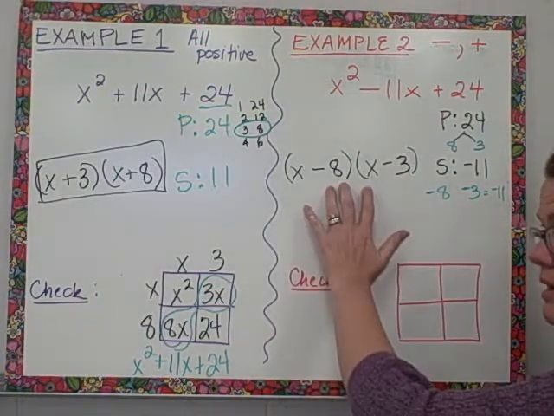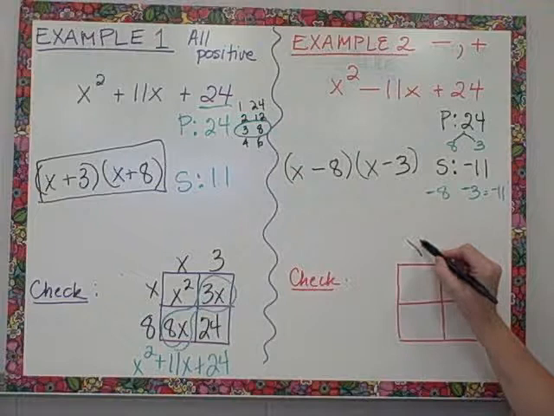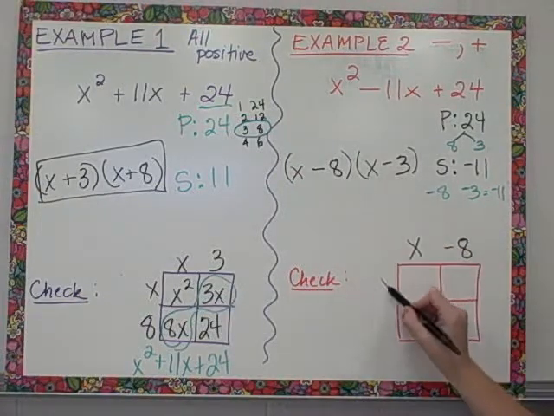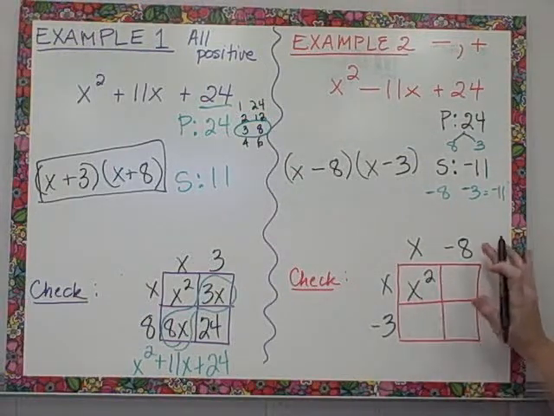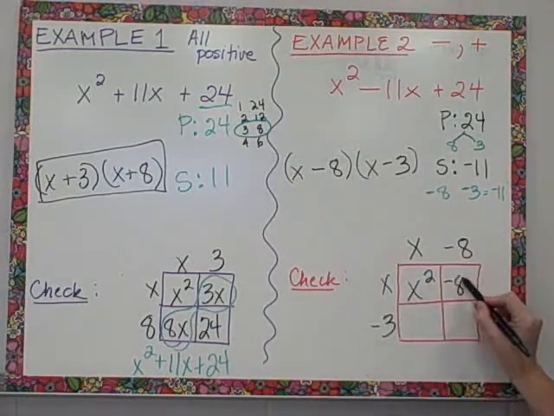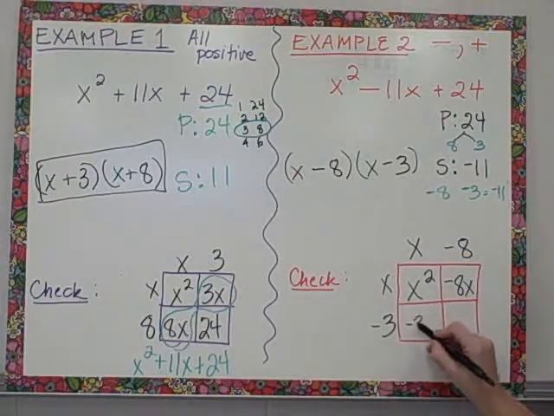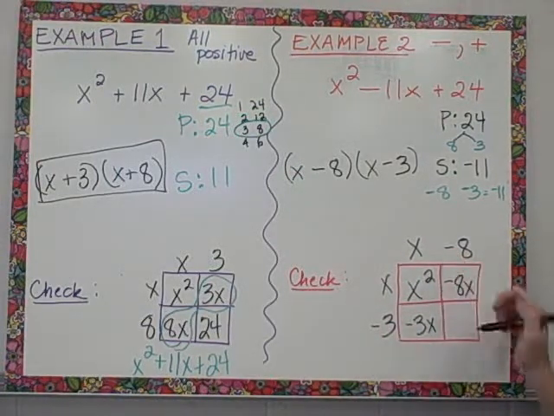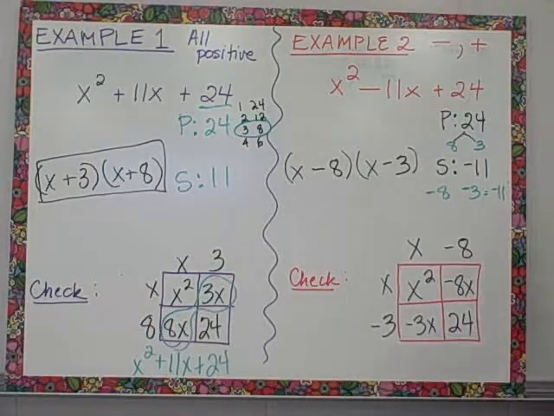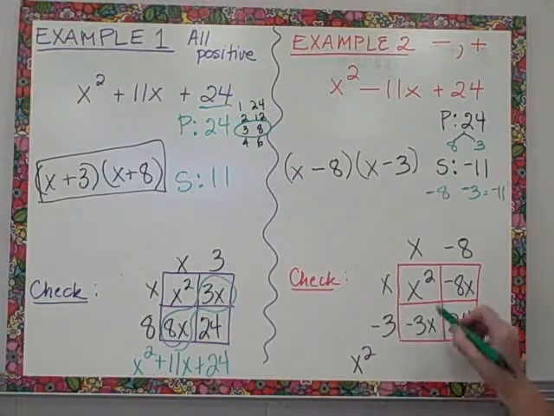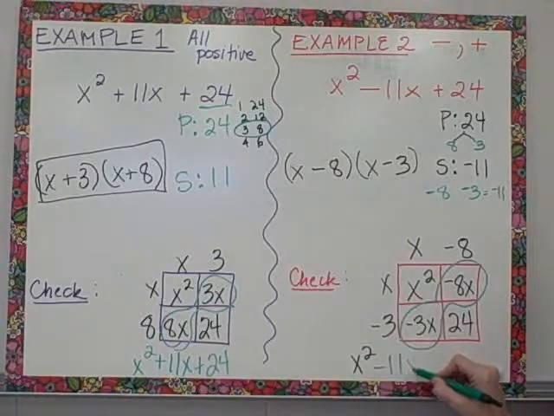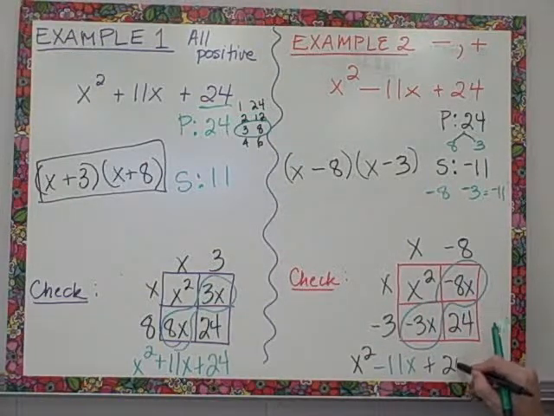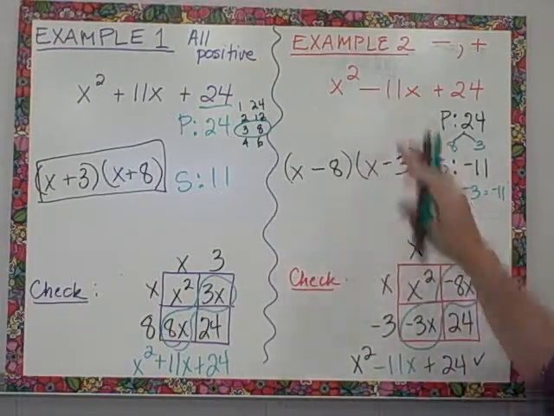Let's look at what that looks like when we go to check it. X minus 8 and x minus 3. X times x gave me my x squared. But now I have negative 8 times x and negative 3 times x. And then negative times negative is positive 24. So I'm still going to get my positive number, but the diagonal, negative 8 minus 3, gives me negative 11x plus my 24. So I have the right factors to give me what I started with.